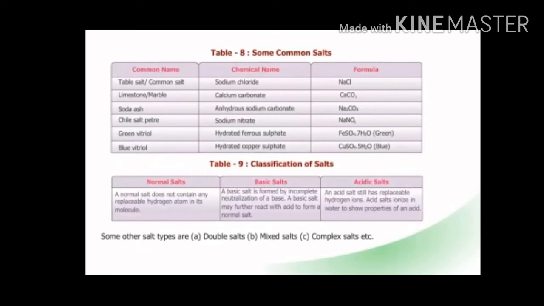Green vitriol, the chemical name of this salt is hydrated ferrous sulfate. And its chemical formula is FeSO4·7H2O and it is green in color. FeSO4, that is ferrous sulfate, ·7H2O, that is water of crystallization is present, and because of water of crystallization it is green in color. And the last salt in the table is blue vitriol, and blue vitriol's chemical name is hydrated copper sulfate and its formula is CuSO4·5H2O and it is blue in color.